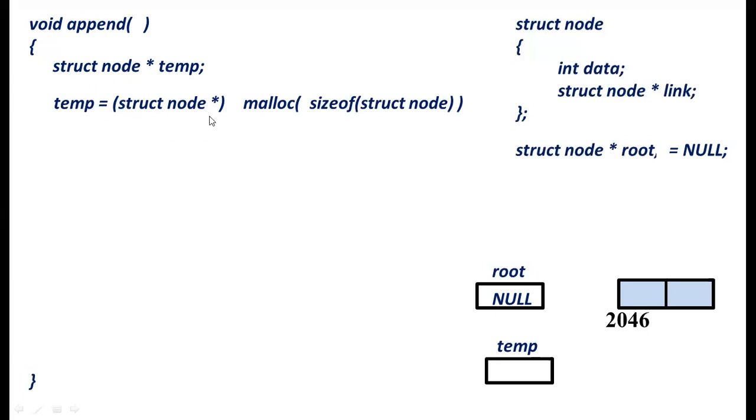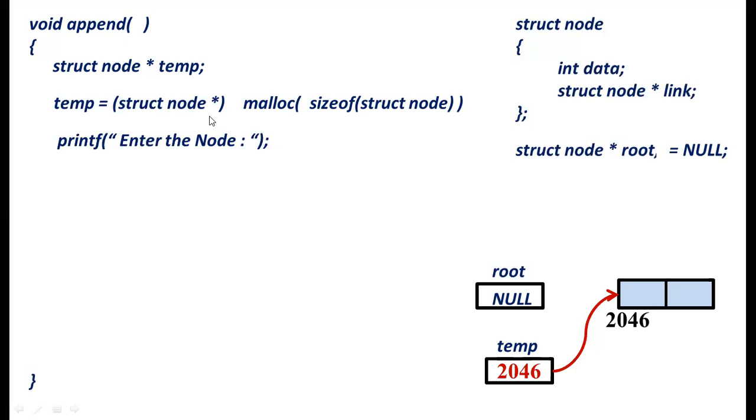This is what we call typecasting. So here 2046 we are collecting into the temp. It is the starting pointer to this node. As of now, the node is ready and the node memory allocation is also ready. Next we have to read the information. So for reading the information, we printf "enter the data into the node". Whatever data we need to store into the node, that we are collecting.